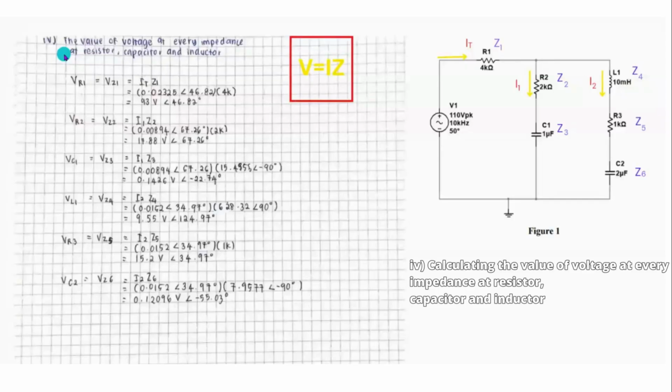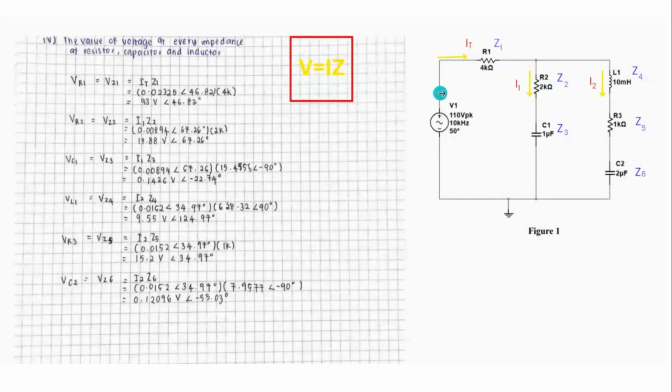The fourth question asks us to calculate the value of voltage at every impedance, at resistor, capacitor, and inductor. The relationship between voltage and impedance, we can summarize it as V equals IZ, which is voltage equals current times impedance. Previously, we labeled R1 as Z1, R2 Z2, C1 Z3, L1 Z4, R3 Z5, C2 Z6, and we have calculated the value of every impedance. So now it's easier for us to calculate the voltage at every impedance.